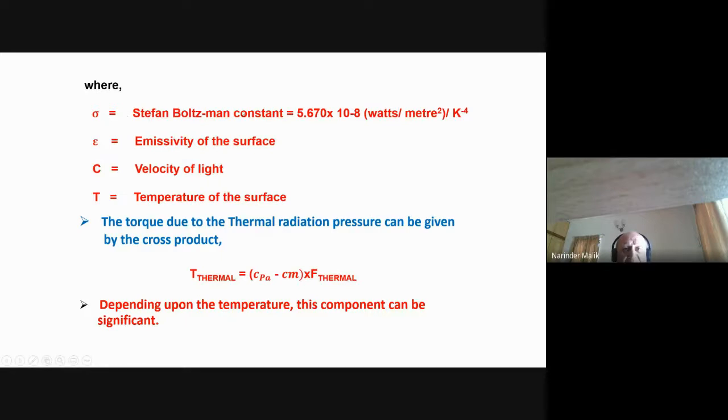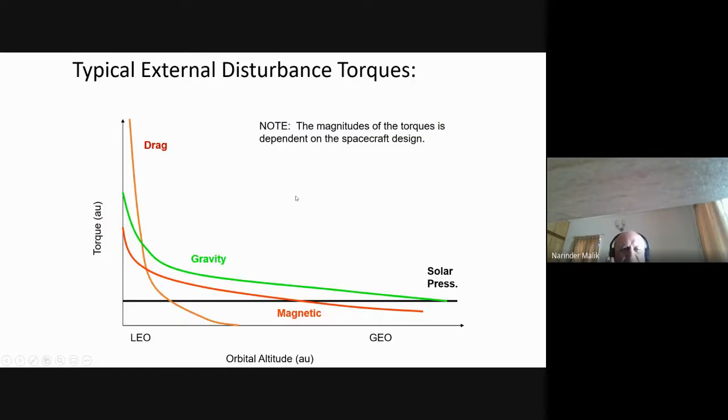This is the Stefan-Boltzmann constant. Emissivity of the surface depends upon the emissivity of the surface, velocity of light, temperature of the surface. Now this shows pictorially how the different disturbance torques act. Drag torque, atmospheric torque, is acting at a lower altitude. As altitude increases, atmospheric density comes down, so this practically disappears beyond a certain height.